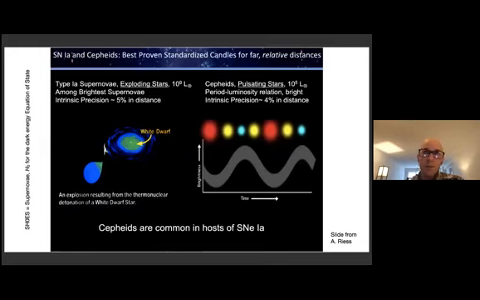The SHOES program provides the most precise distance ladder constraints to date. SHOES stands for supernovae H naught for the dark energy equation of state. So how do we map out that redshift distance relation precisely enough to get an H naught constraint of roughly percent uncertainty?